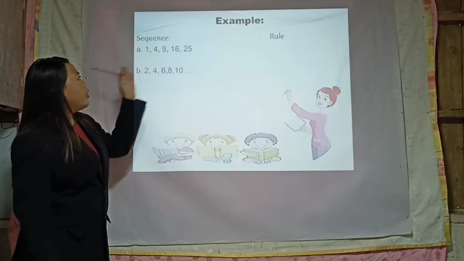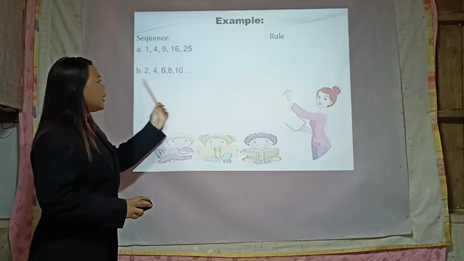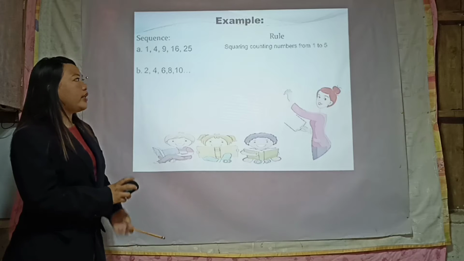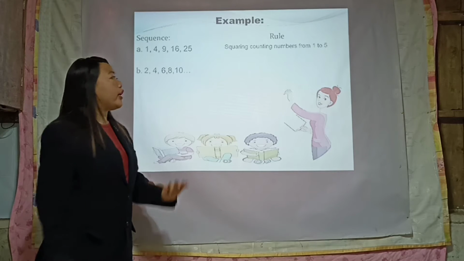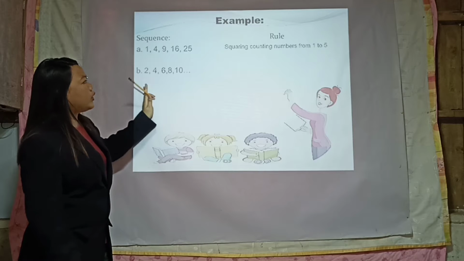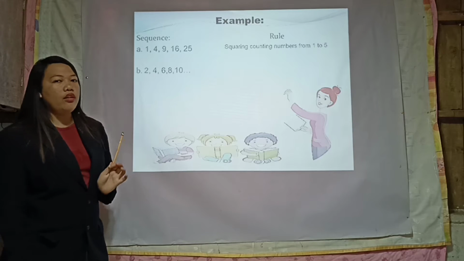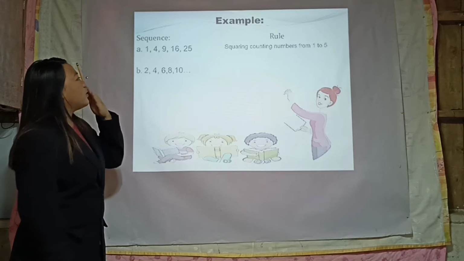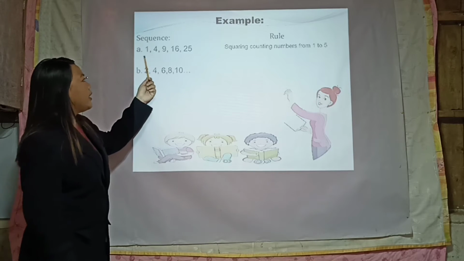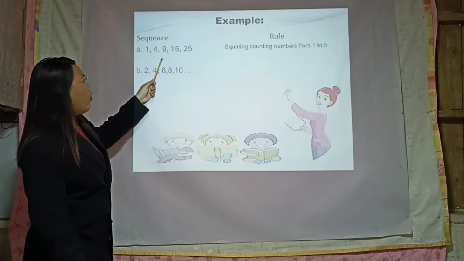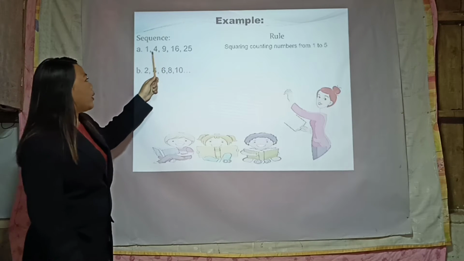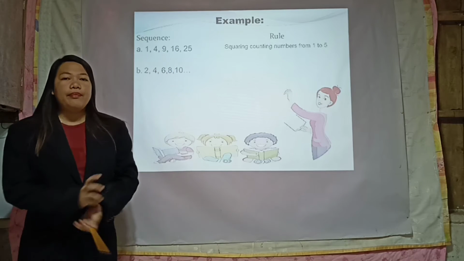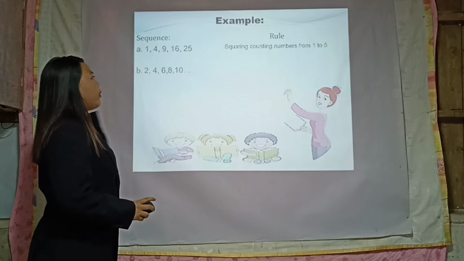So, this group of numbers has a sequence which has the rule of squaring the counting numbers from 1 to 5. For example, square means 1 raised to the power of 2. So 1 times 1 is equal to 1. 2 times 2 is equal to 4. 3 times 3 is equal to 9. 4 times 4 is equal to 16, and 5 times 5 is equal to 25.